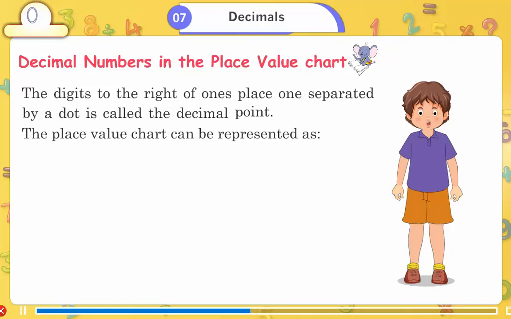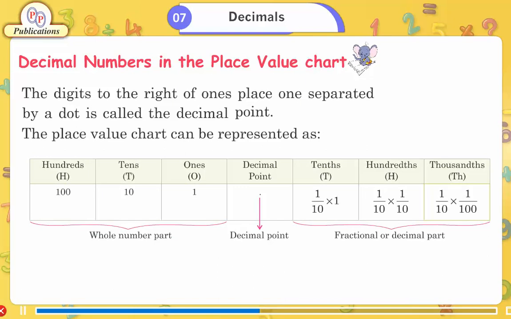The place value chart can be represented as hundreds (H) 100, tens (T) 10, ones (O) 1, decimal point, tenths (T) 1 upon 10, hundredths (H) 1 upon 100, thousandths (TH) 1 upon 1000. The part before the decimal point is the whole number part, and the part after is the fractional or decimal part.